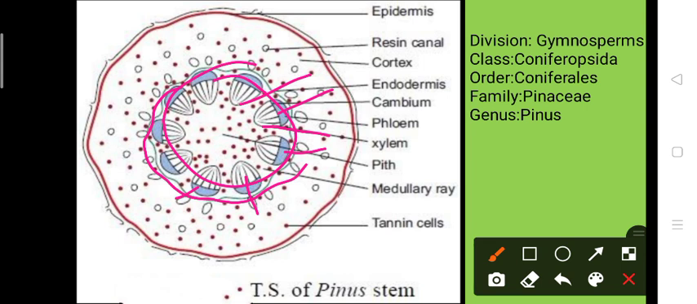These vascular bundles are conjoint, collateral, endarch and open type of vascular bundles present in this Pinus stem. Each bundle has phloem outside and xylem inside.